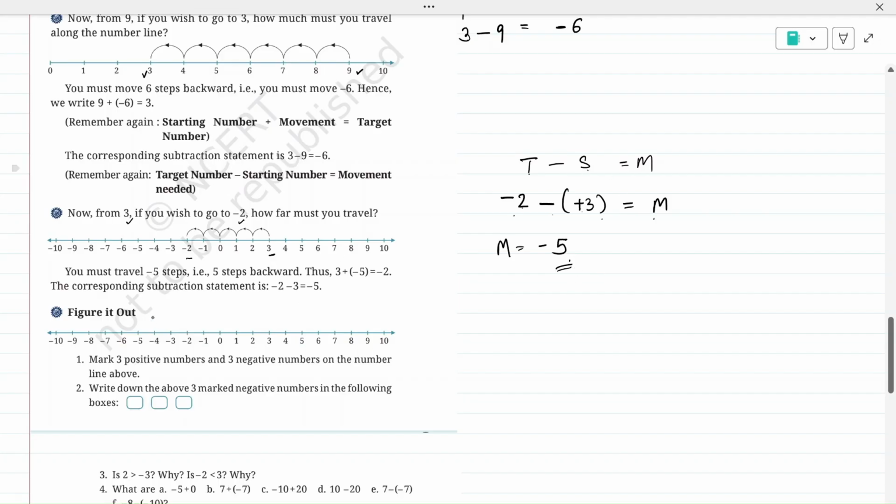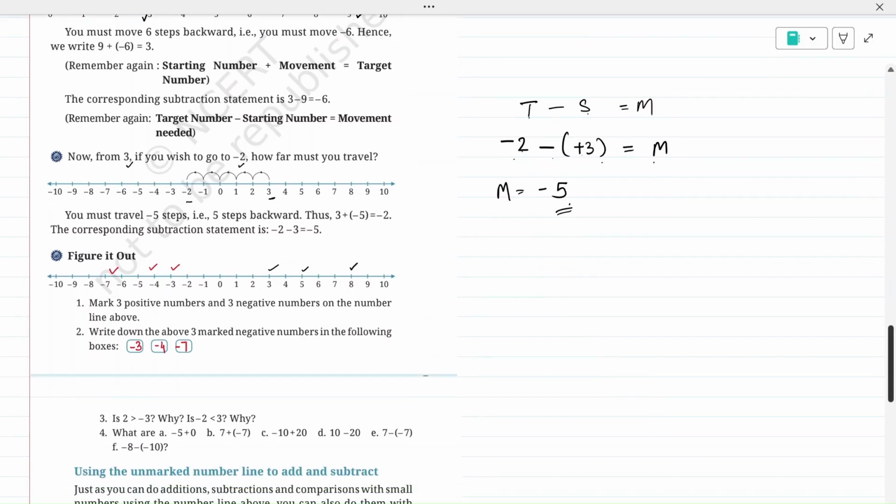Okay. Now the figure says, mark 3 positive numbers and 3 negative numbers. So let us mark 3 positive numbers, 8, 5 and 3, and negative numbers in red. It is -3, -5, -7. Okay. Write down the above 3 marked numbers and the 3 marked negative numbers in the following boxes. So we have taken -3, -4, and -7 as the 3 numbers here.